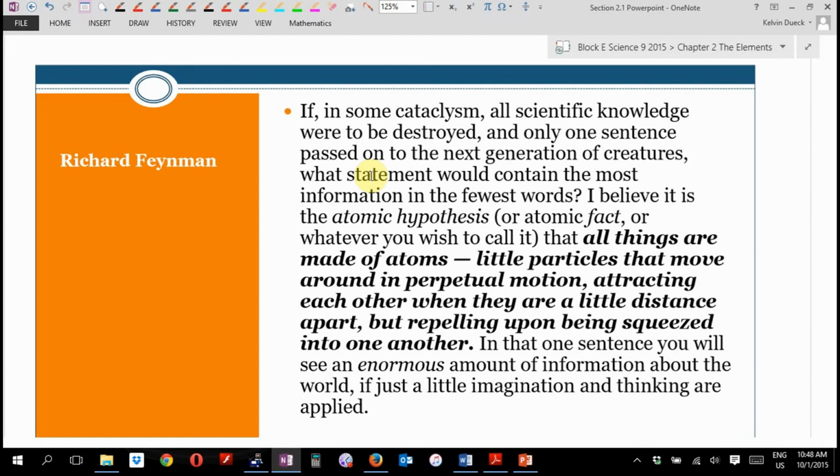In that one sentence, you will see an enormous amount of information about the world if just a little imagination and thinking are applied. I think you already know that thing in bold font. Certainly that would explain how solids, liquids, and gases work and why that when you add heat that occurs. But it explains even more, if we're clever.